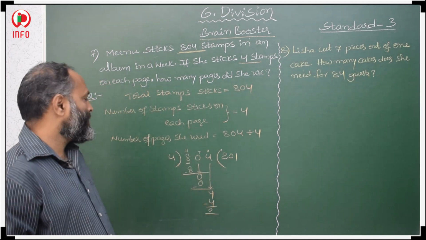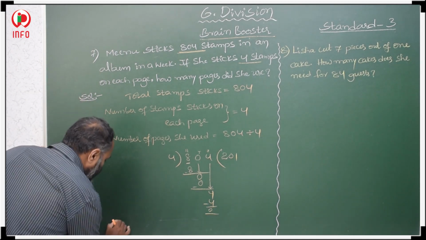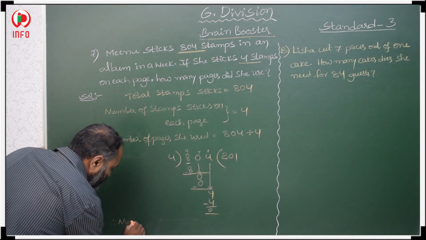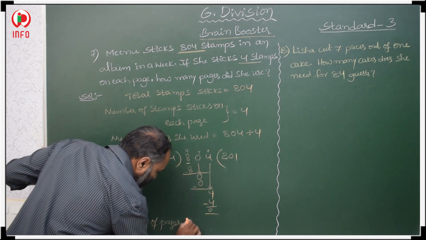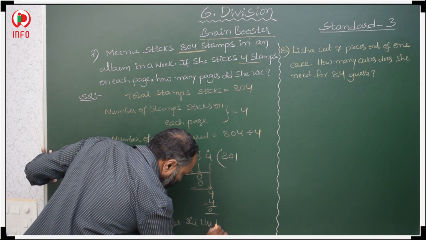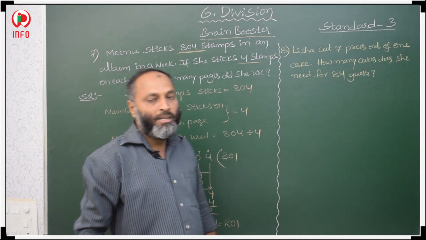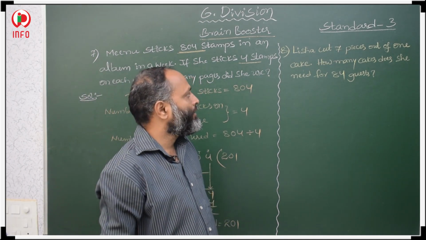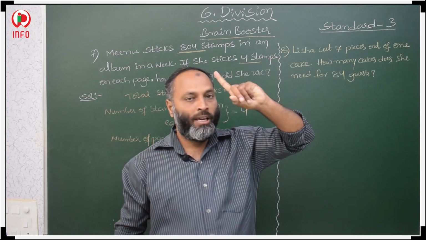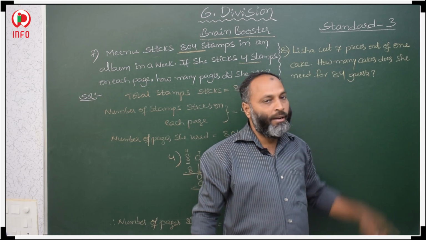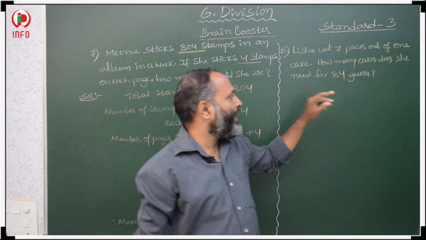Then how many pages did she use? 201. Therefore, number of pages she used is equal to 201 pages. 201 pages she used. Next, Lisha cut 7 pieces out of one cake. In one cake, how many pieces did she make? 7 pieces. Then how many cakes does she need for 84 guests?